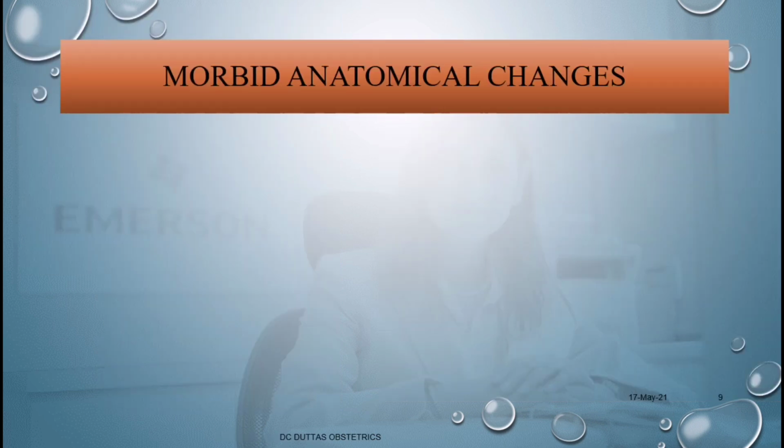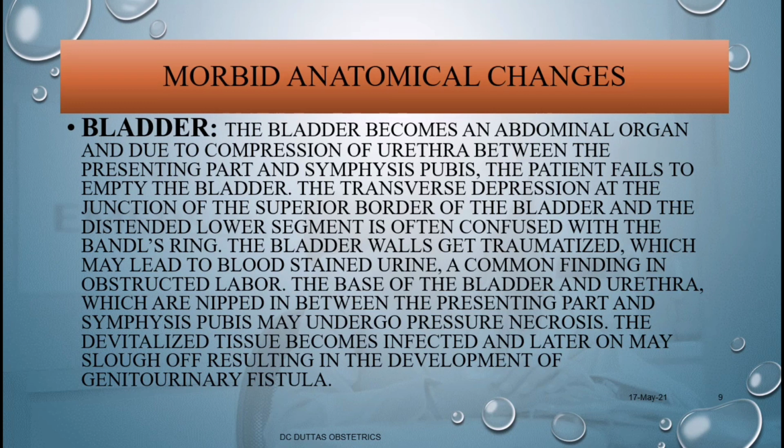Okay, then morbid anatomical changes. We were talking about the uterus, now the bladder. So how does the bladder change? The bladder becomes an abdominal organ, and due to compression of the urethra between the presenting part and the symphysis pubis, the patient may fail to empty the bladder. The transverse depression at the junction of the superior border of the bladder and the distended lower segment is often confused with the Bandl's ring. The bladder also gets traumatized, which may lead to blood-stained urine, which is a common finding in obstructed labor.